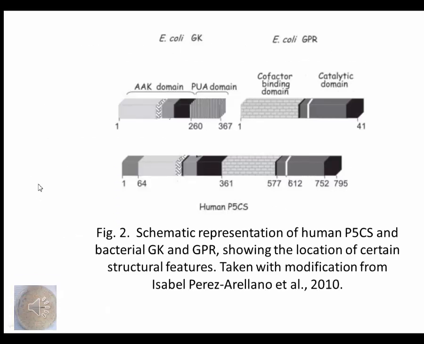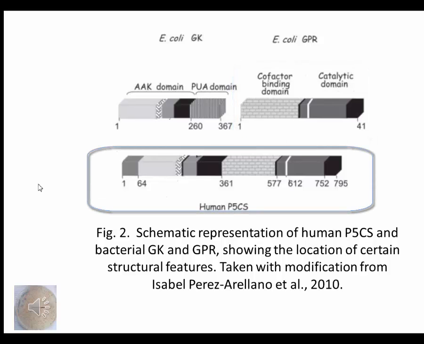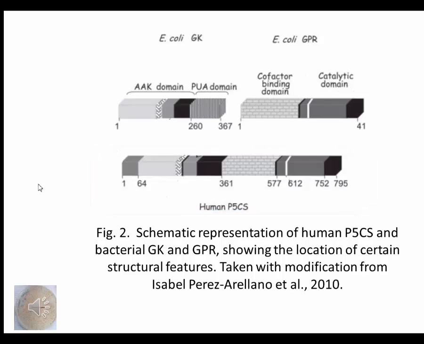I thought this was an interesting sideline to our proB, proA story. This figure, figure 2, is a schematic of the bacterial glutamate kinase, which is proB, and glutamyl phosphate reductase, which is the proA protein, as compared to a human version, which is called pyrroline 5-carboxylate synthase, or P5CS. In the top line, we see the E. coli version of glutamate kinase and glutamyl phosphate reductase, two different proteins, one 367 amino acids long and the other 41 amino acids long.